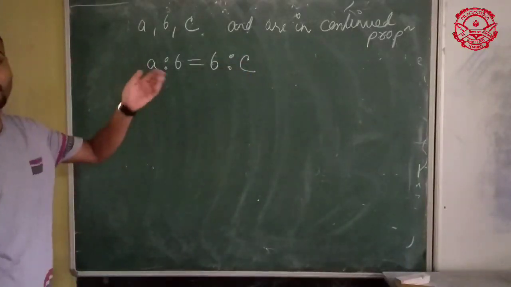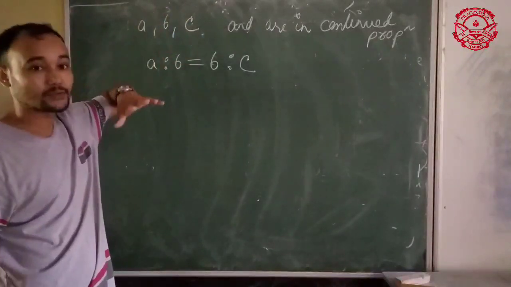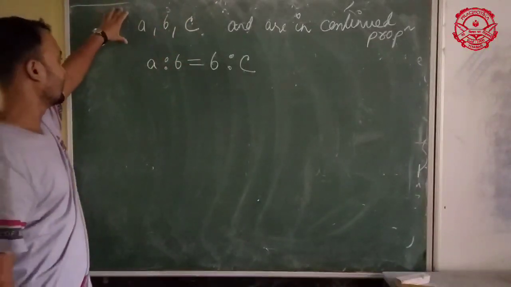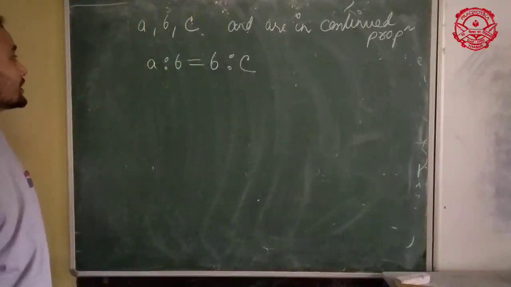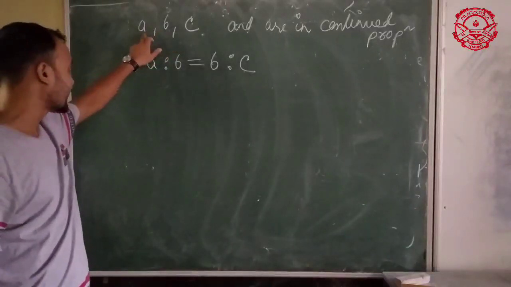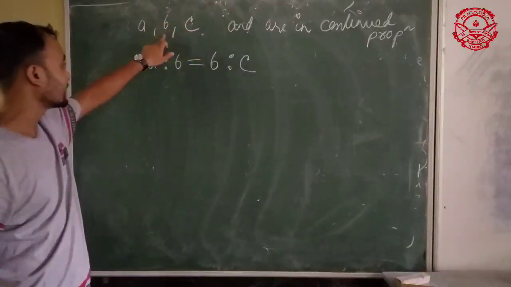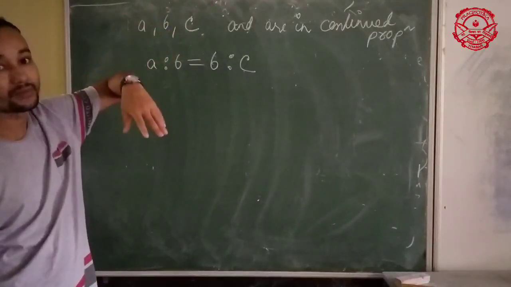In terms of continued proportion, you have only three variables or three numbers. If you are asked to write this expression in continued form, then you need to write in this way. This is extremes, this is extremes. Here this is the mean. Now the mean is going to get continued.